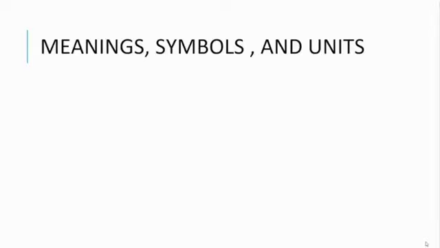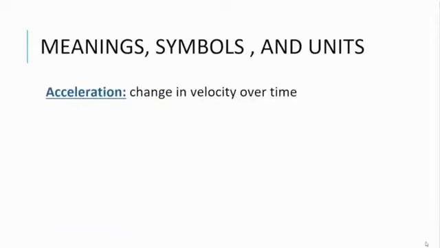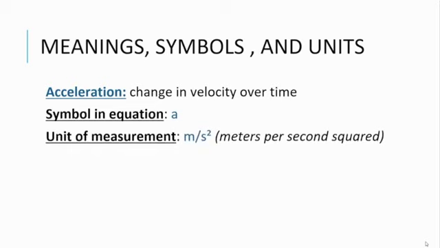Now let's talk about acceleration. The definition of acceleration is the change in velocity over time. In other words, it's just telling us how quickly can we change our speed. So can we speed up? Can we slow down? How quickly is that occurring? The symbol for acceleration is just a lowercase a. The units of measurement are just meters per second squared. The reason being, acceleration is the change in velocity over time. Velocity has the units of meters per second, time has the units of seconds, so meters per second divided by seconds gives us meters per second squared.